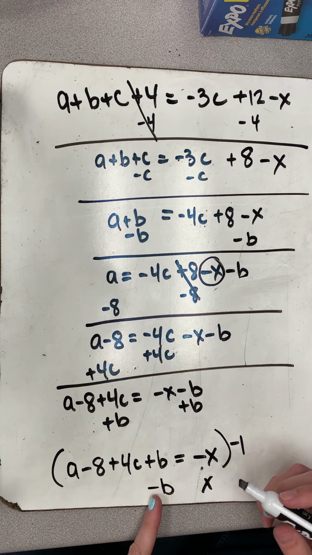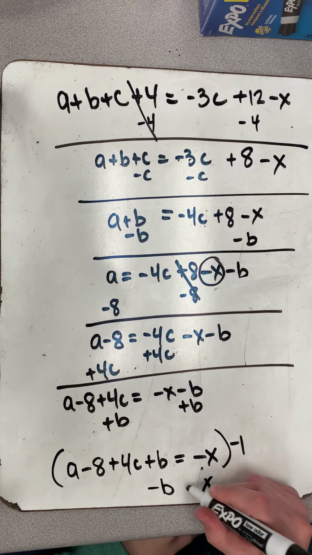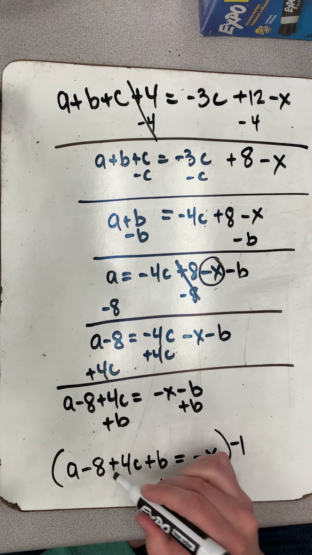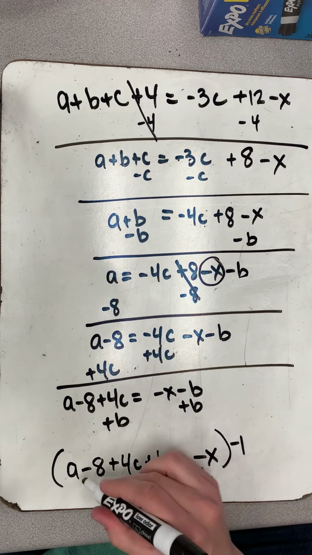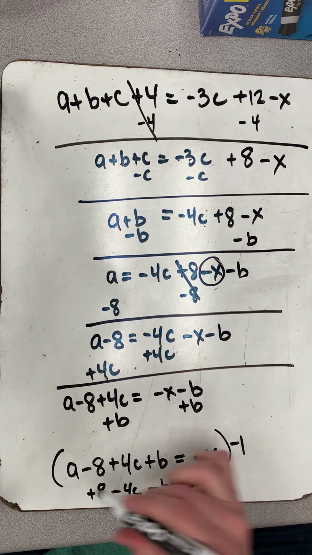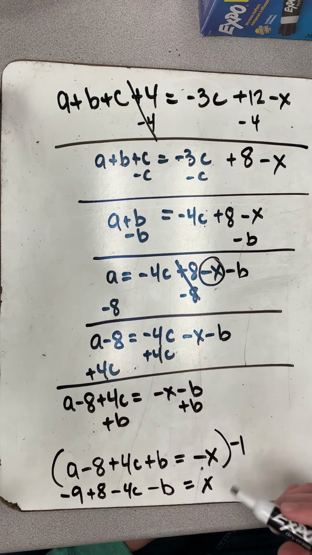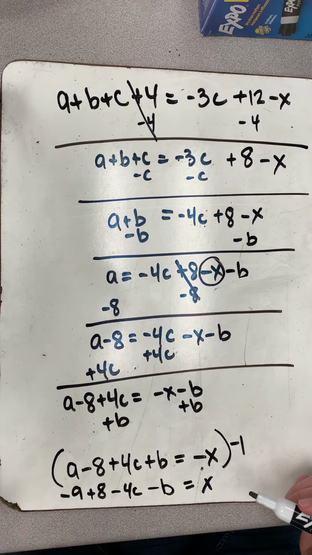So that's what we're wanting, right? We need our positive X. Negative times a positive is a negative, so that'll change to a negative. Negative times a negative is a positive, and a negative times a positive is a negative. So X, sorry, I don't mean that to look like a 9. X is equal to negative A plus 8 minus 4C minus B.